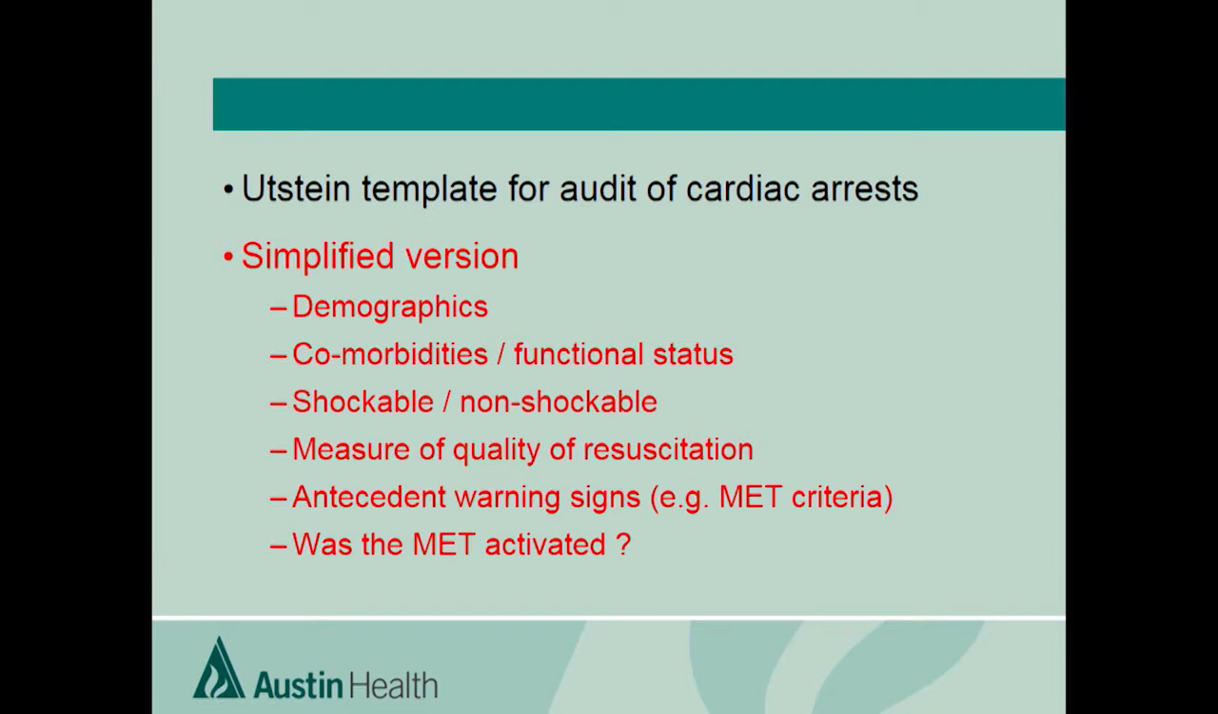What was the quality of the resuscitation? And these, I think, are the most important questions if you want to look towards the potential preventability of the cardiac arrest. Were there warning signs, early warning score, or MET criteria, and was the team activated? So you can call this afferent limb failure, I guess you could call that.